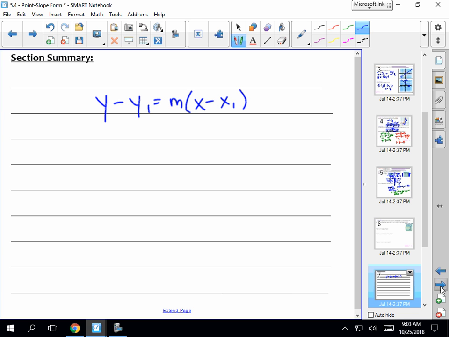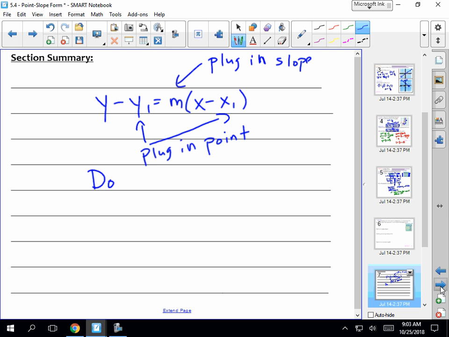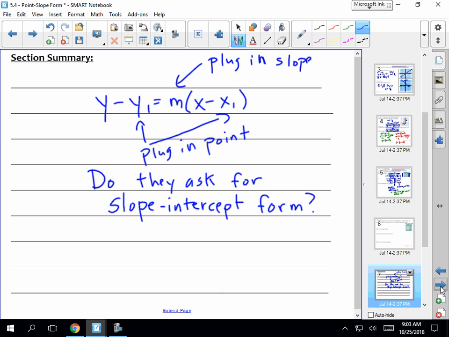So if you're given a point and a slope, this is the point, so plug in the point, and then here plug in the slope. And you have to pay attention to, do they ask for slope-intercept form? Because if they do, you need to change it. And if they don't, you're done. But this is what we call point-slope form.